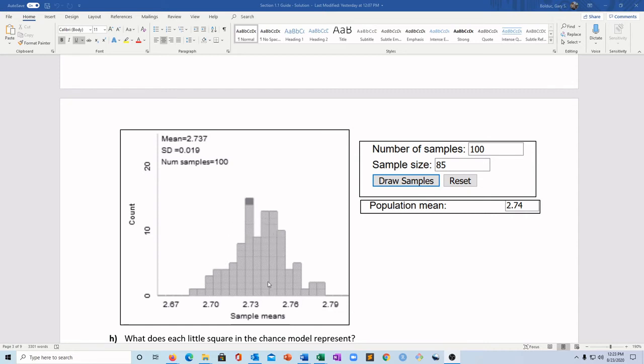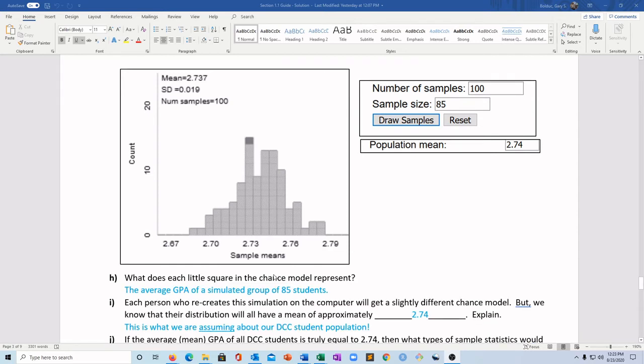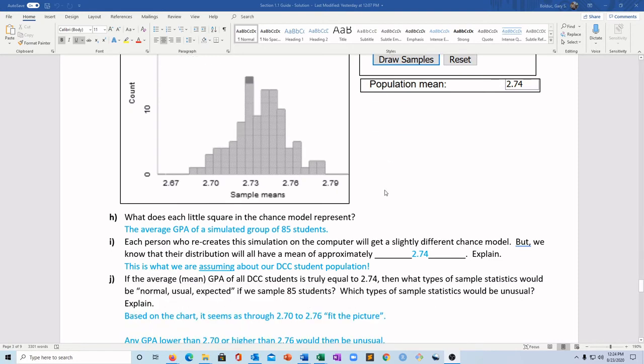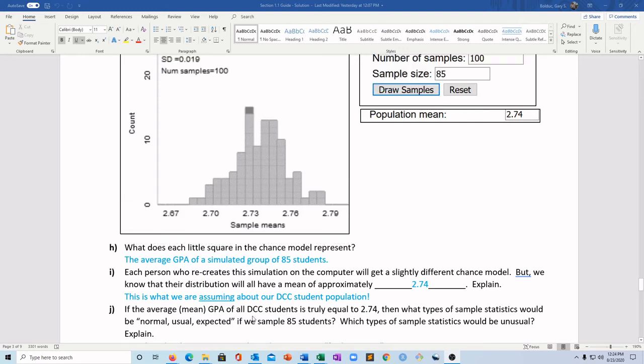And then we're going to look at this picture, which is the accumulation of all of those 85 students we looked at to see what their GPAs would be. Okay, so each one of these little squares in here would represent the average GPA of a group of 85 students that we pretended to go ask. All right, each student who does this will get a different picture, except that their picture should have a middle that's very similar to this number. Because remember, that's what we're telling the computer to assume. Okay, so even though it's quantitative and we were doing categorical before, this same idea of normal still works.